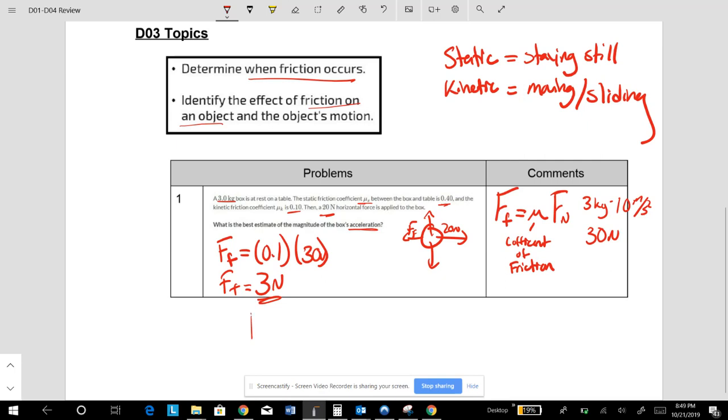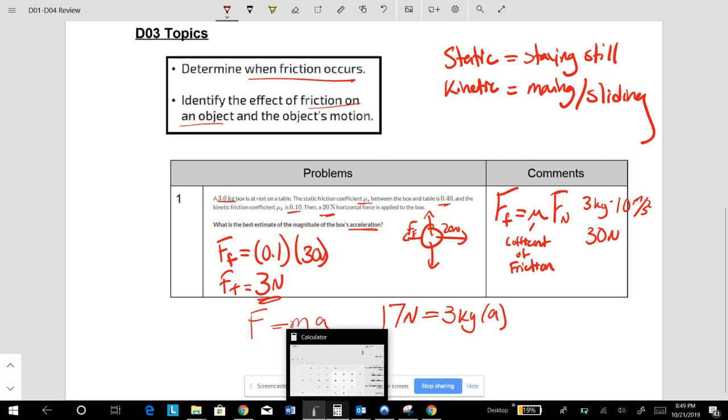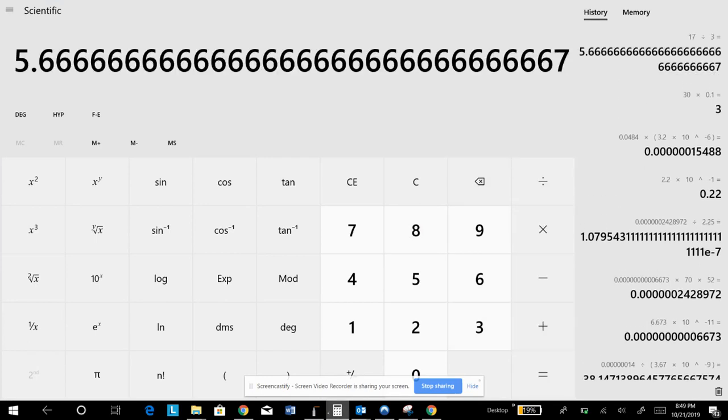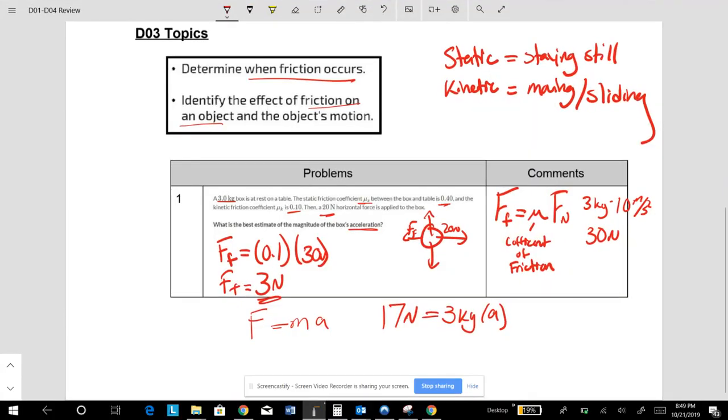So my force is going to be equal to mass times acceleration. So my overall net force, if I have 3 newtons back and 20 newtons forward, it's actually going to be 17 newtons total. My mass is 3, and my acceleration is what I'm looking for. So I'd actually just take 17 divided by 3. It's going to be 5.67. That's what I'm going to put as my answer. Acceleration equals 5.67 meters per second squared. Cool. Now let's move back to the next problem. Sorry about that.